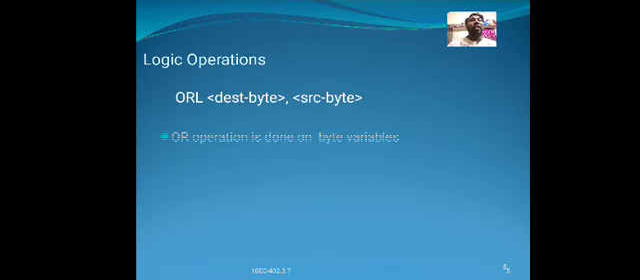Here, do you know the logical AND operations, logical OR operations, and logical XOR operations? These are the logical operations.